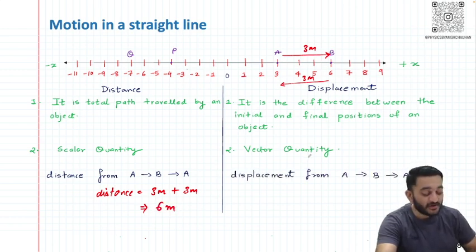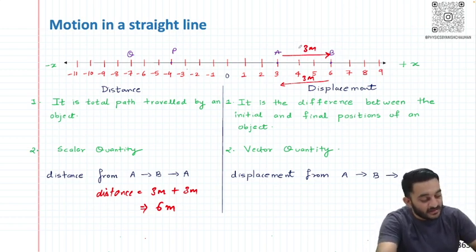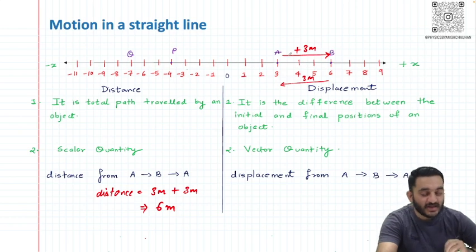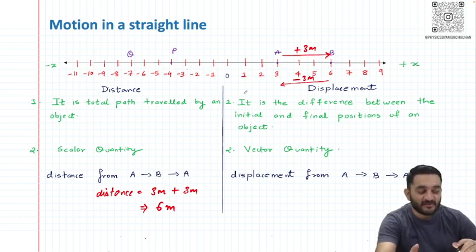On the other side, when I talk about displacement, this is something interesting, because displacements are usually given with the plus and minus sign because they indicate direction. So if I go from A to B, I have moved along the positive x-axis, so my displacement from A to B will be plus 3 meter, and from B to A, the displacement is going to be negative 3 meter because I have moved along the negative x-axis.